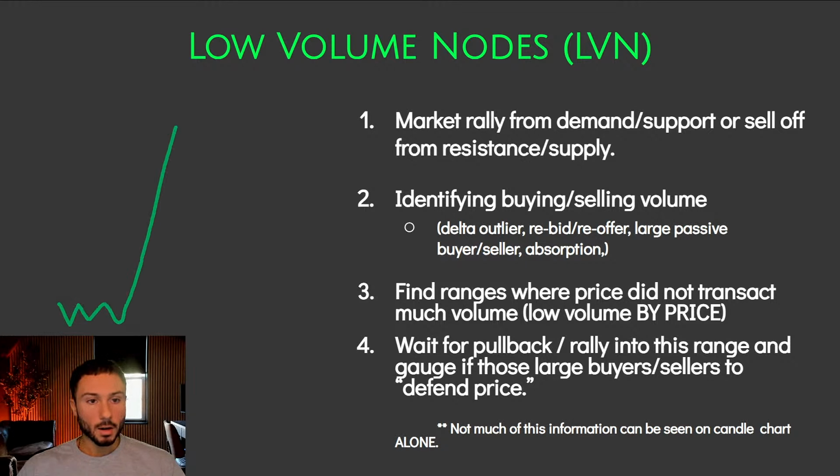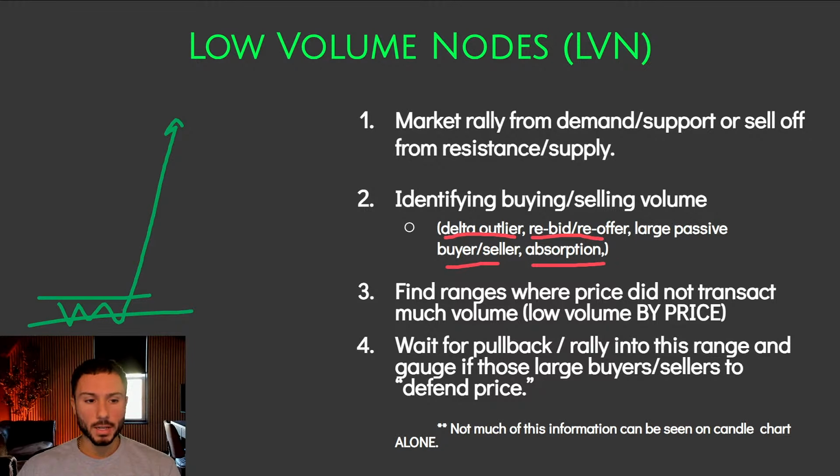I'm a terrible drawer. But let's say we have the market rallying off this level of demand. On this rally, it then forms some significant buying volume, whether it's a delta outlier, and you're going to see some of these concepts, if they may confuse you, in these lessons, whether it's a rebid, reoffer, a large passive buyer, large seller, or any type of absorption.